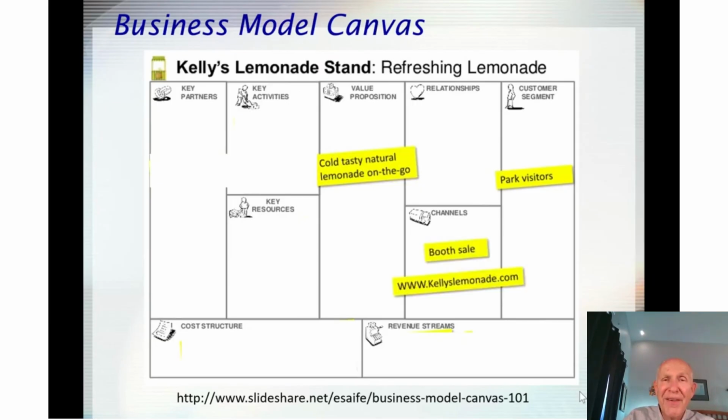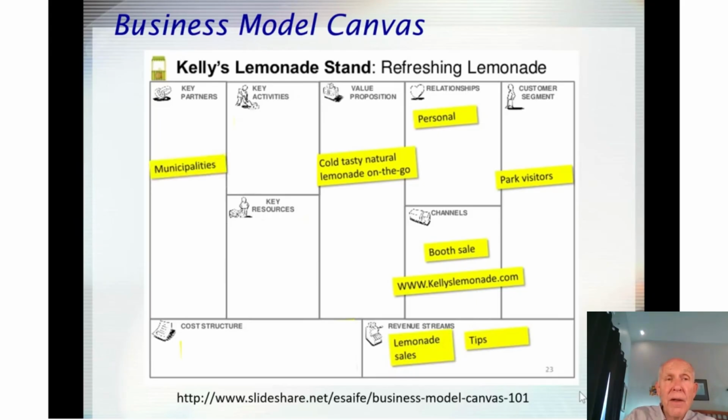I can't speak for Morocco, of course. How do I get the lemonade to the customers? Well, I sell it at the booth. And also maybe I have a website because these kids are smart. The relations are strictly personal. People come to your booth. Where do I get my money from? Well, I sell lemonade and maybe I get tips.